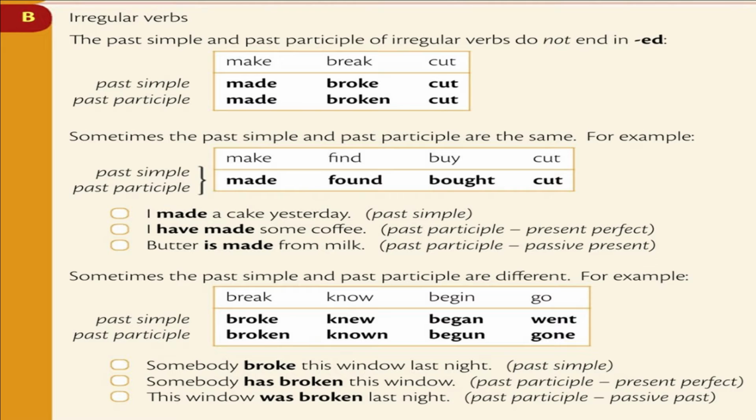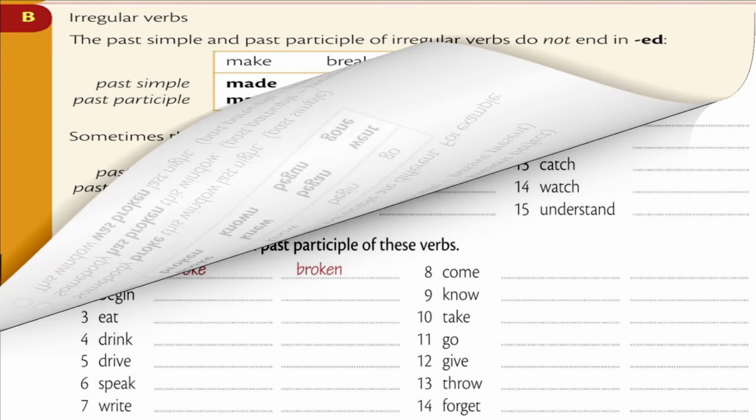Sometimes the past simple and past participle are different. For example, break, broke, broken. Know, knew, known. Begin, began, begun. Go, went, gone. Some more examples. Somebody broke this window last night. Somebody has broken this window. This window was broken last night.